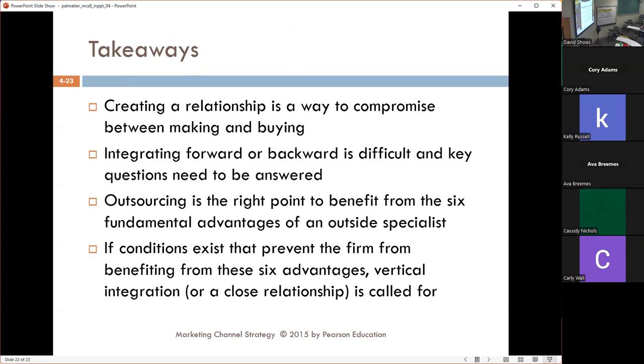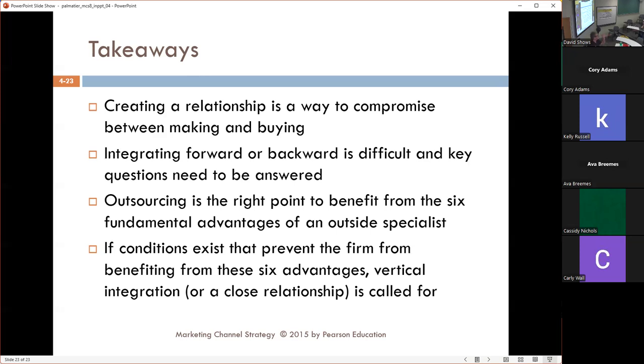And so we are at the end, okay? Just a few other words before we go on. The vertical integration decision begins with the base that outsourcing is the most attractive. The returns on investment for vertical integration must be greater, and it must be substantial. If not, outsource.